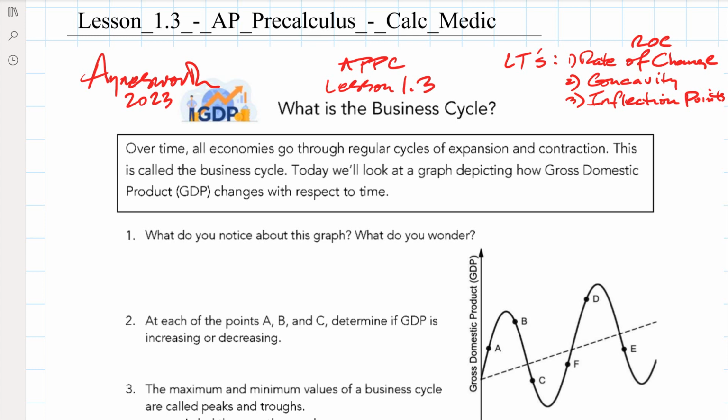We're going to get into a new lesson here, lesson 1.3 in AP Pre-Calculus here in the year 2023. And we're going to be talking about quite a few different concepts. We're going to be talking about the rate of change and the instantaneous rate of change. We're going to be talking about and determining how to determine concavity using what's called inflection points. So we're going to do this in the context of a business problem.